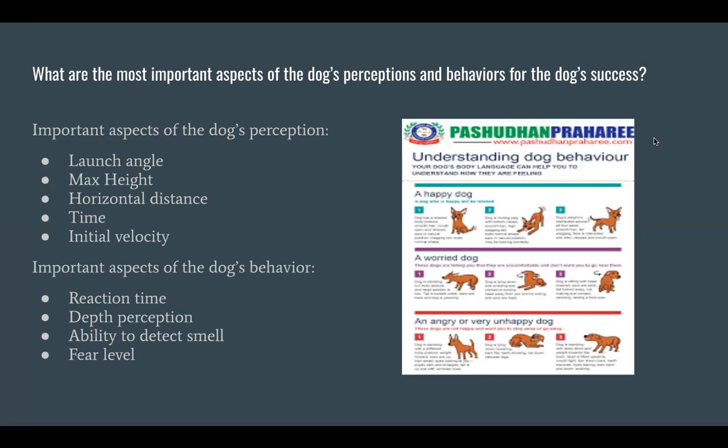Also, while there were many outside variables contributing to the success of Fritz's ability to catch the food, his own dog behaviors had to be taken into account as well. Fritz's own depth perception, ability to smell, and fear level were all factors.